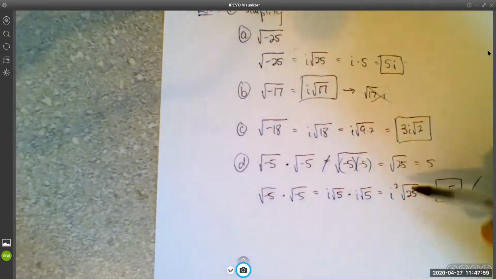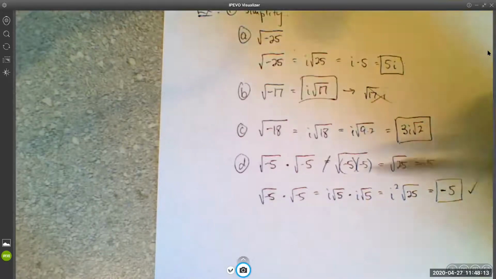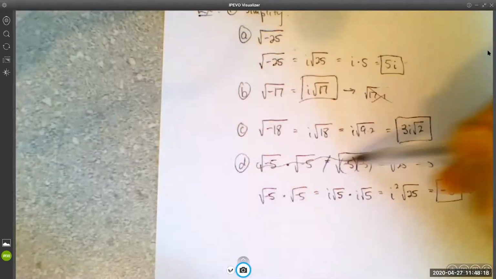If you're a little confused about why i squared is equal to negative 1, well, i squared would just be root negative 1 times root negative 1, and we define that to be negative 1. And so that way everything kind of stays consistent. So we would not do it the top way; we would do it the bottom way.